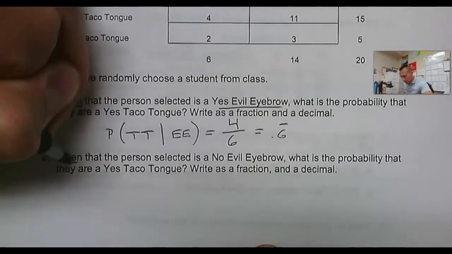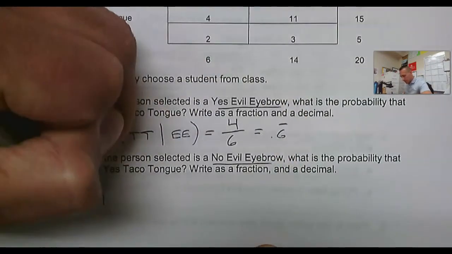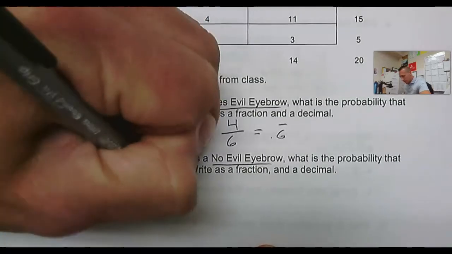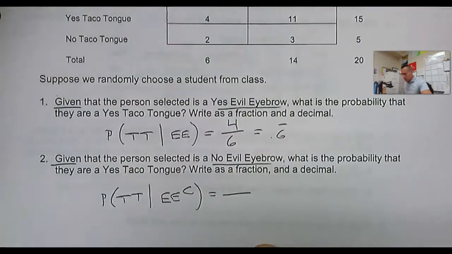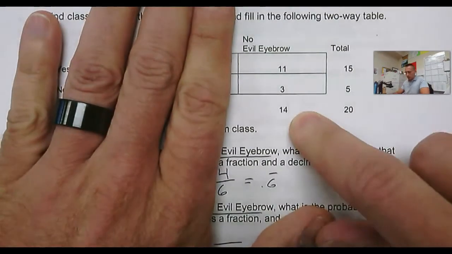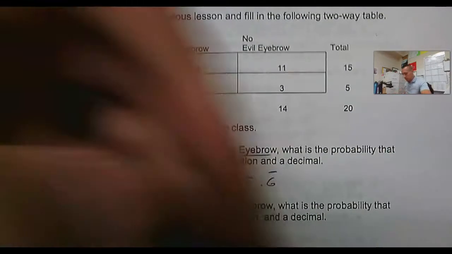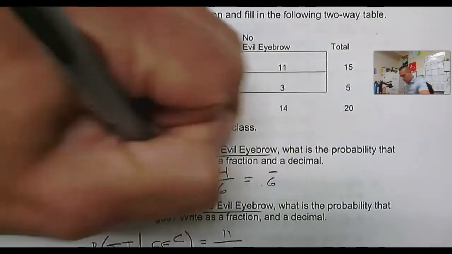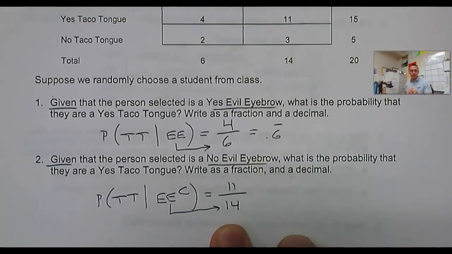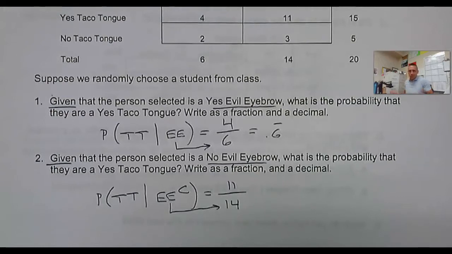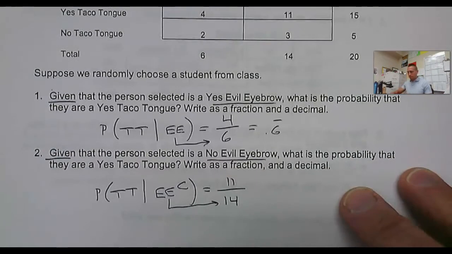In number 2, given the person is not able to evil eyebrow, so evil eyebrow complement, what's the probability that they can taco tongue? So no evil eyebrow, 14, out of which 11 can taco tongue. So you'll notice what I'm doing each time is I'm starting with the given amount. That's the denominator. So basically, this is like a conditional distribution back from chapter 1. We're not looking at the entire totals like we did for marginal distributions. We're just looking at a part.